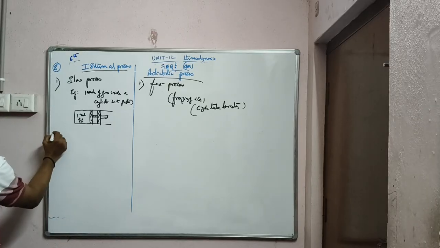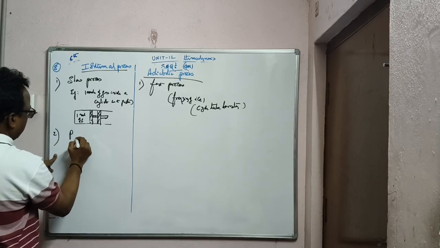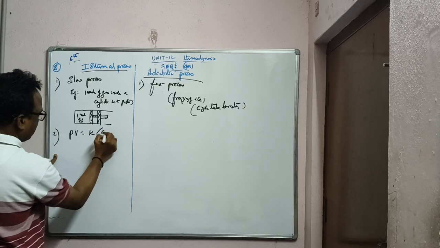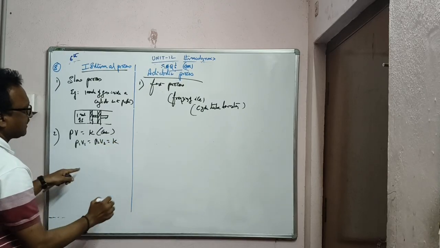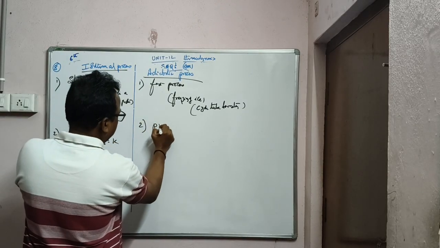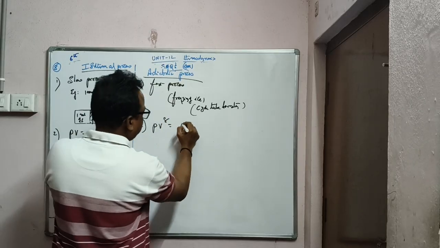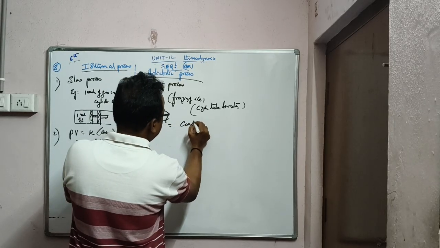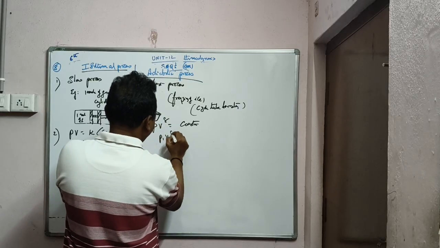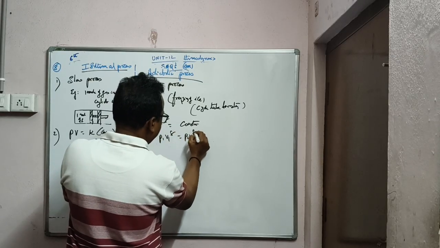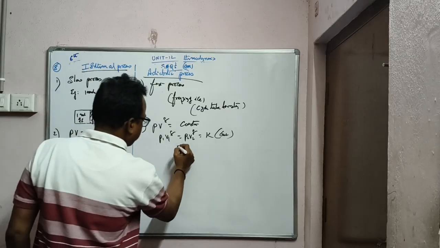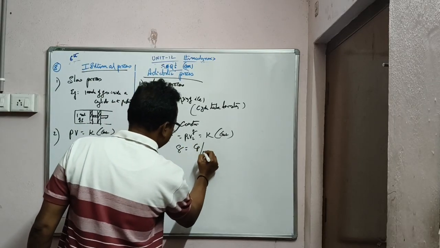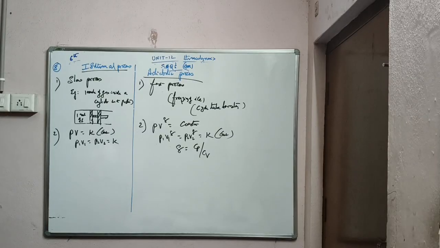Now coming to the second point: in isothermal, PV is equal to constant, and P1 V1 is equal to P2 V2 is equal to constant. Adiabatic, PV to the power of gamma is equal to constant, and P1 V1 power gamma is equal to P2 V2 power gamma is equal to constant, where gamma is the ratio of specific heats of gases, Cp by Cv. Okay?